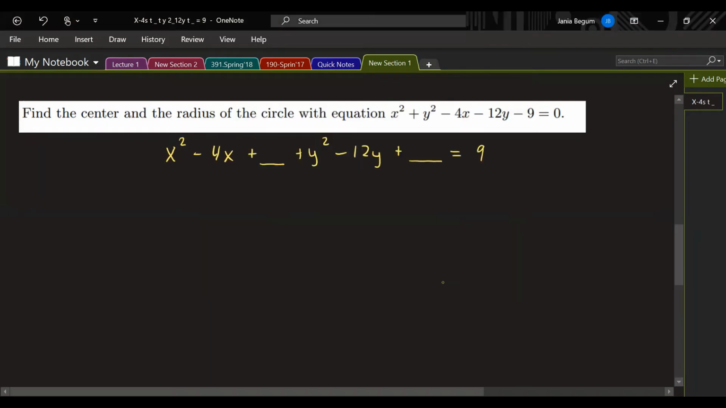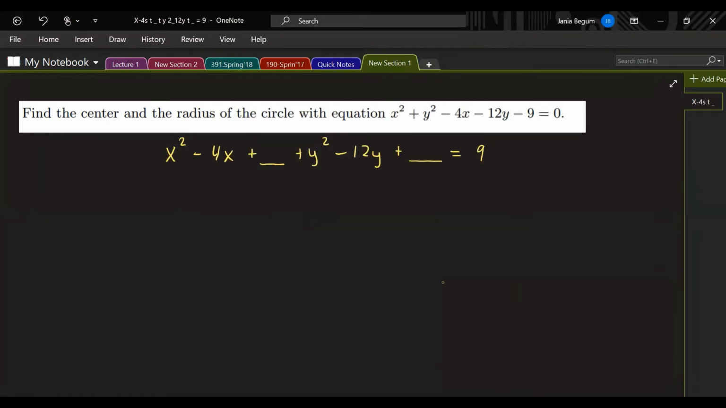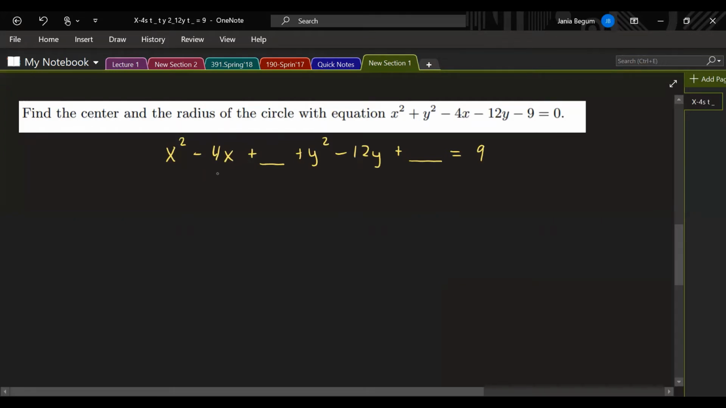To complete the square, for the x terms, we're going to focus on the linear term, which is negative 4x, and look at its coefficient, which is negative 4. We take half of it, so half of negative 4 is negative 2, and then we square it. That will give us 4, and that's the term we're going to fill in the blank. So we have 4.